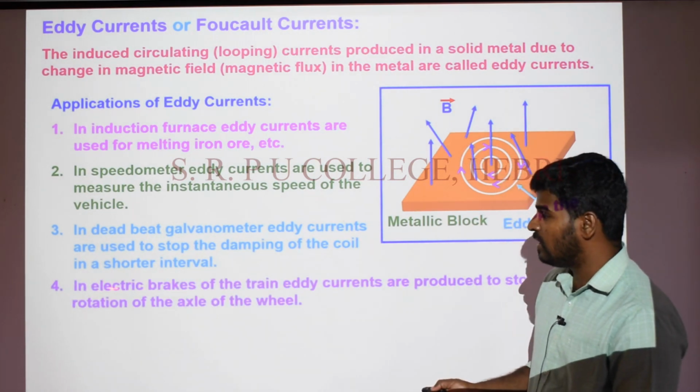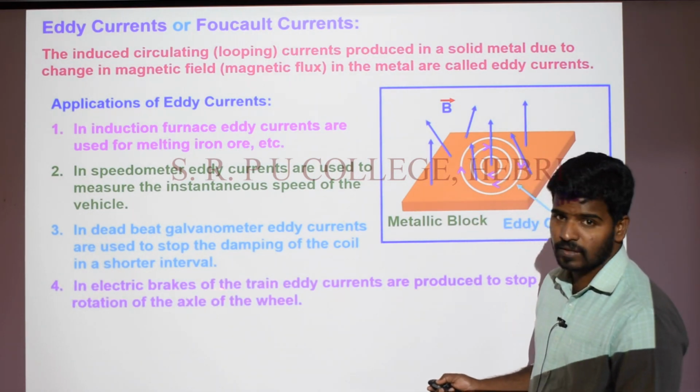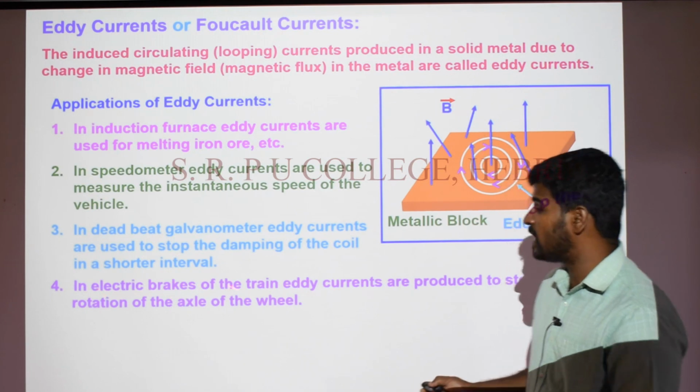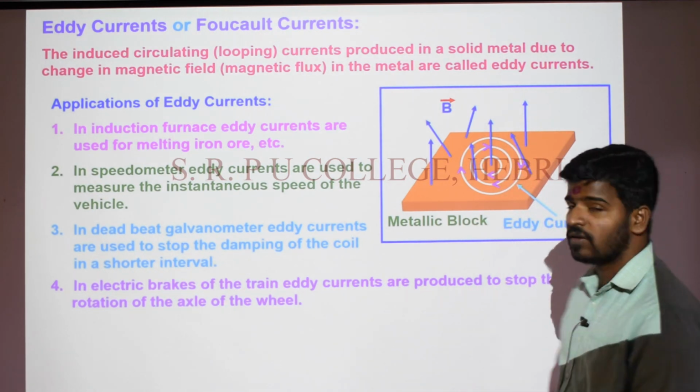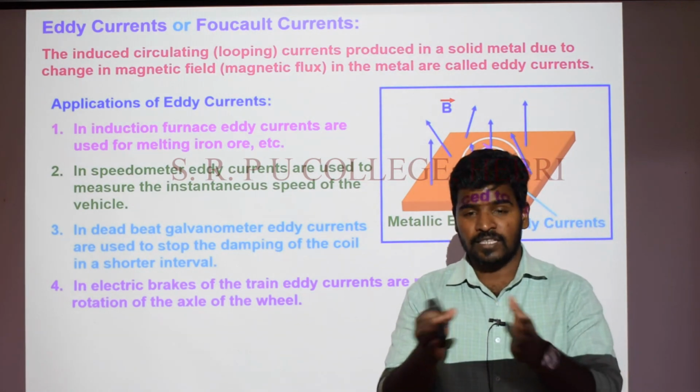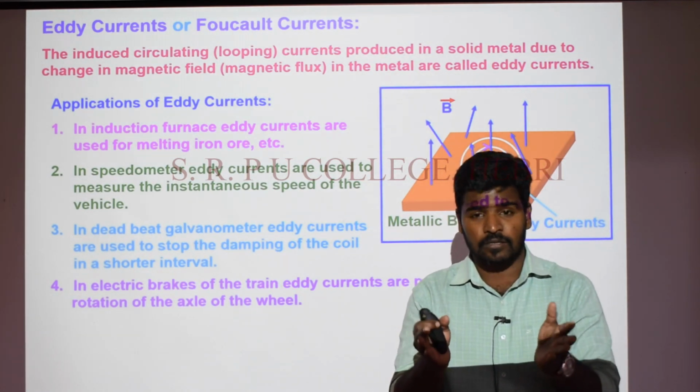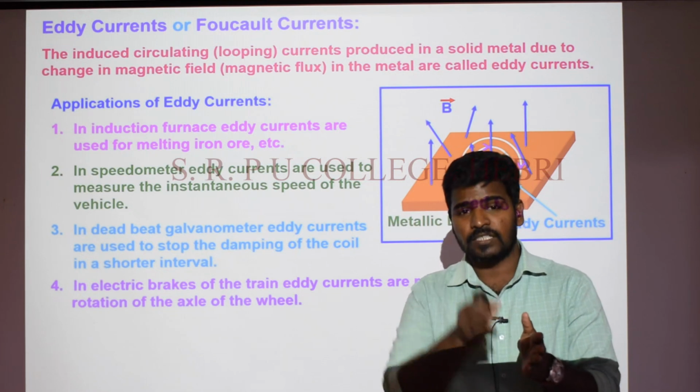Along with that, in electric brakes of the train, eddy currents are produced to stop the rotation of the axis of the wheel. If we consider the train, either side of the wheel they are connected, that wheel is considered as a metal drum.